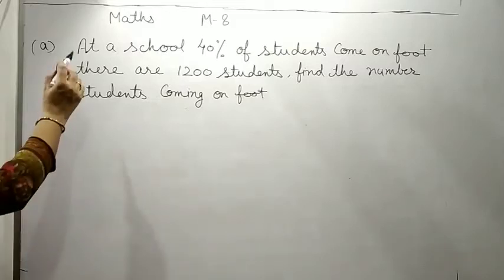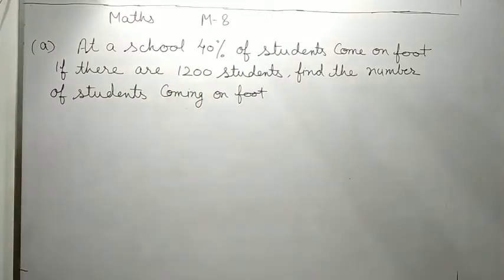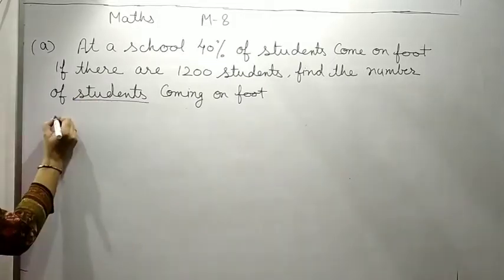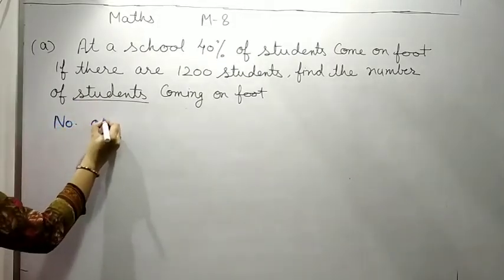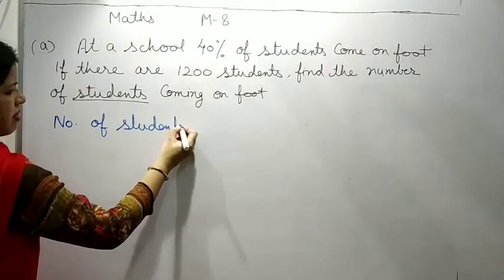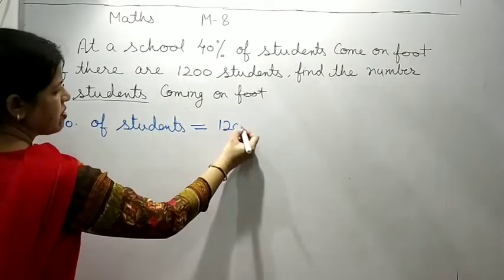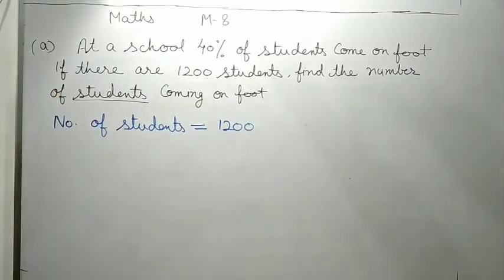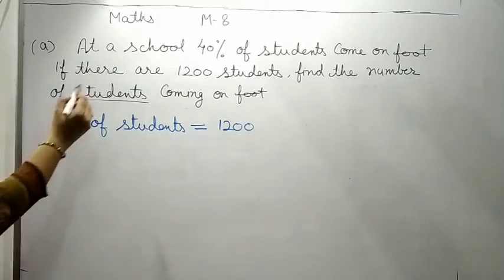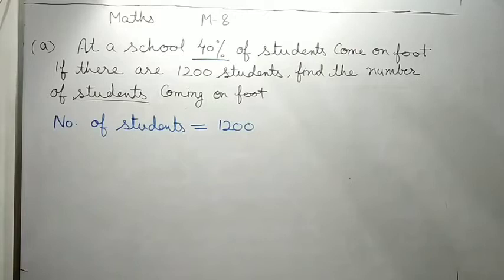Here the question is, at a school 40% of students come on foot. If there are 1200 students, find the number of students coming on foot. So the number of students is equal to, that is for 1200. Okay. So here 40% of the students come on foot.